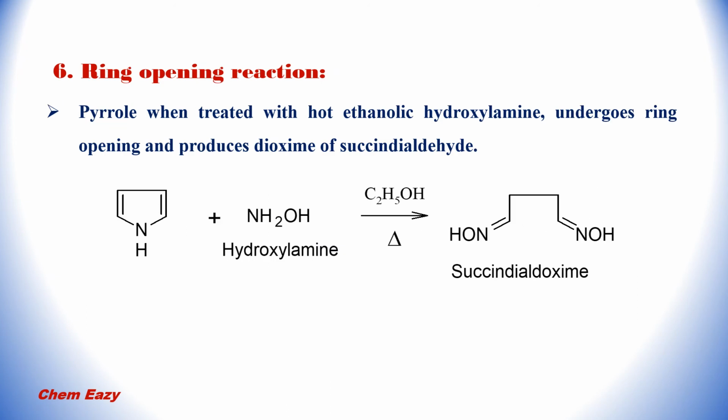Next one is the ring opening reaction of pyrrole. By this reaction, the heterocyclic ring of pyrrole is opened and it gives an open chain compound. For example, pyrrole when treated with hot ethanolic hydroxylamine undergoes ring opening and produces the dioxime of succindialdehyde. It means succindialdoxime is produced, which is an open chain structure.